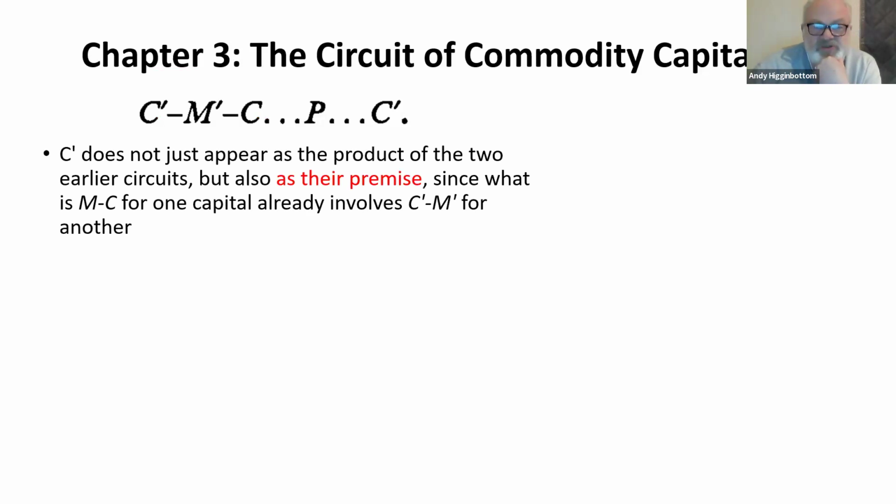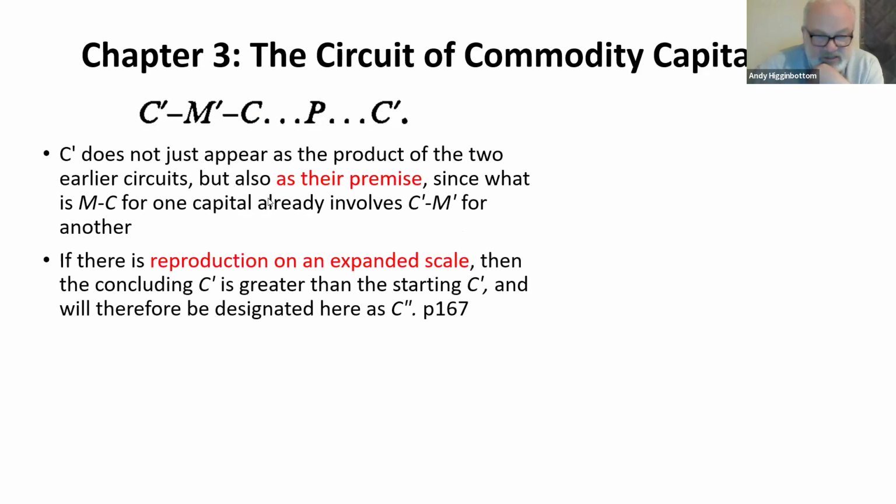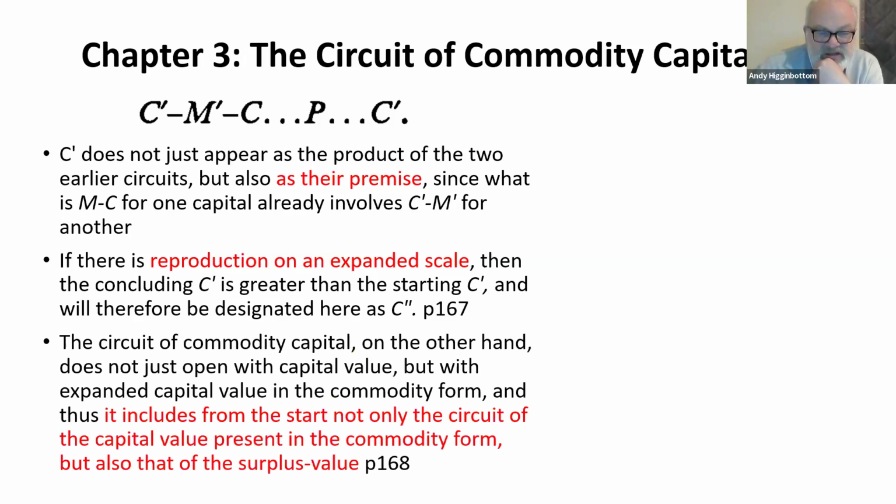Okay, so what are the particularities of this way of looking at the circuit? Well, it is the product of the two earlier ones, but Marx says it's not only that, it's also the beginning of a new circuit. He's starting this view with commodities that have just been produced. And what he's thinking here is, this begs the question of what's going to happen when these commodities are sold. Is the money going to be reinvested? Is there going to be production on an expanded scale? Okay.